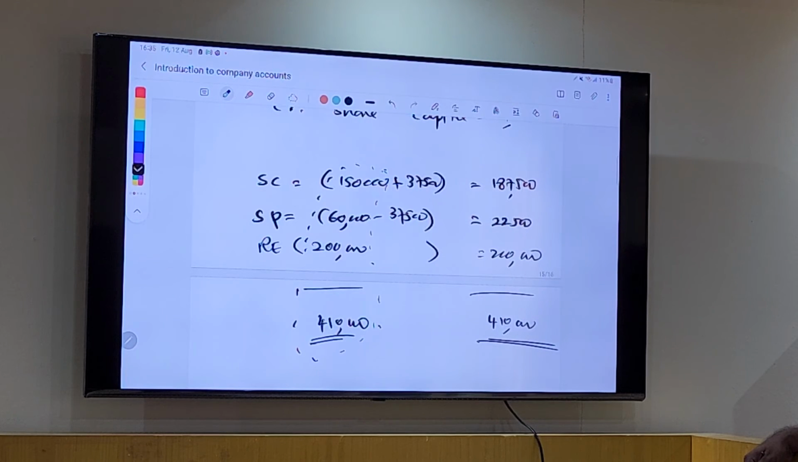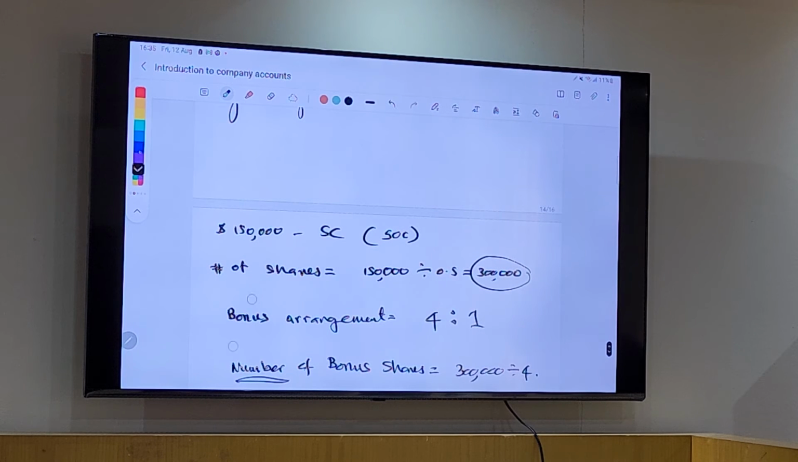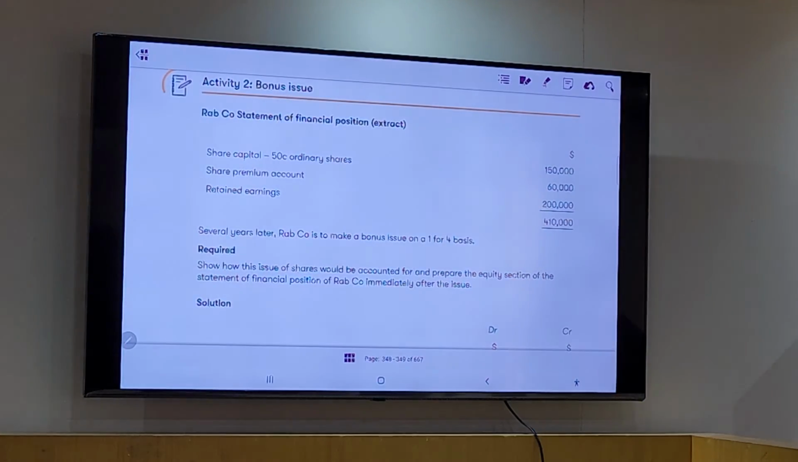Please just write the activity number and which one. Activity 2, page 330. Clear?